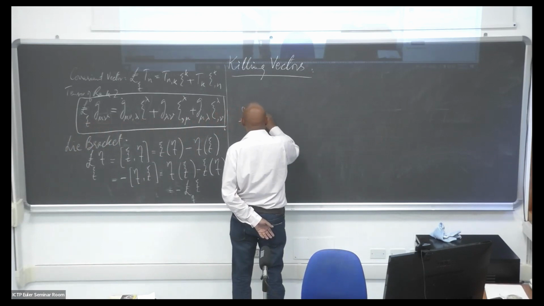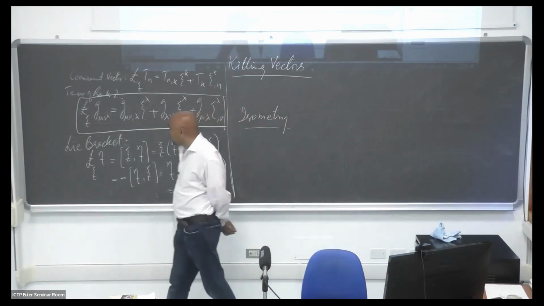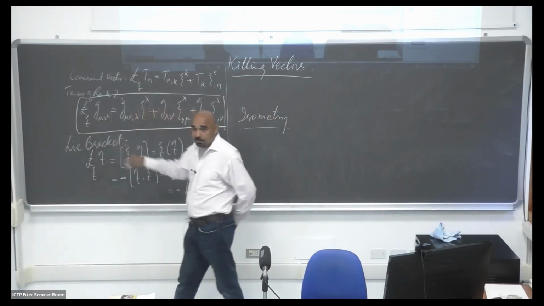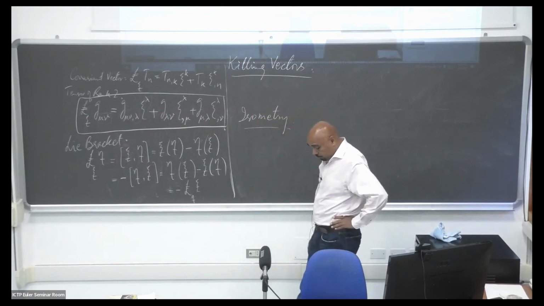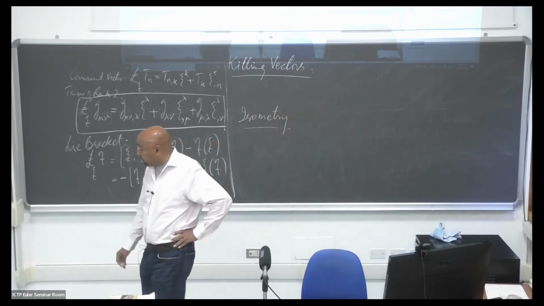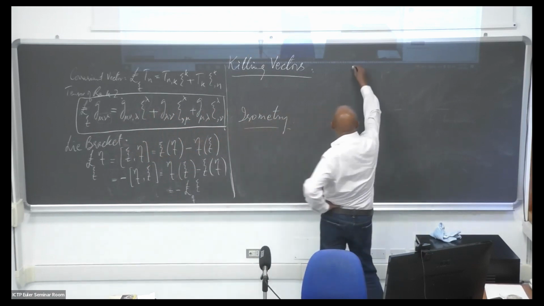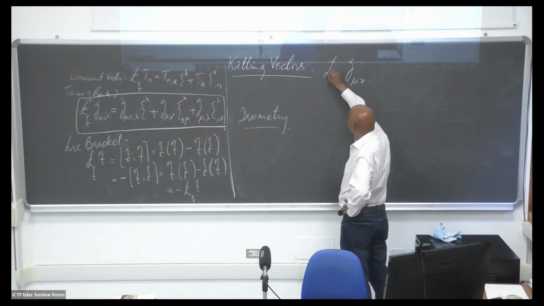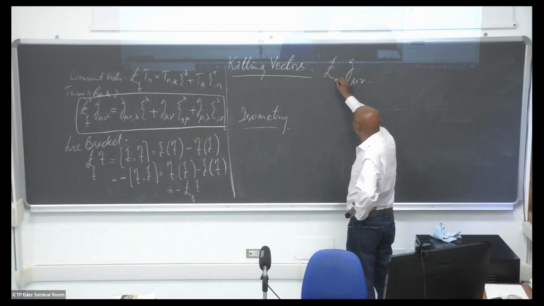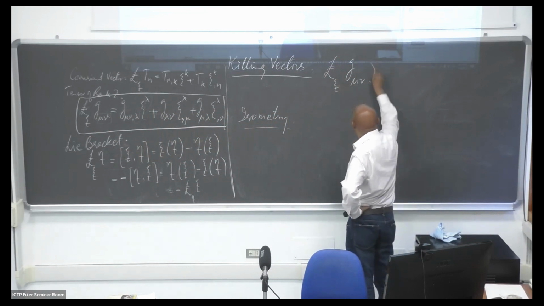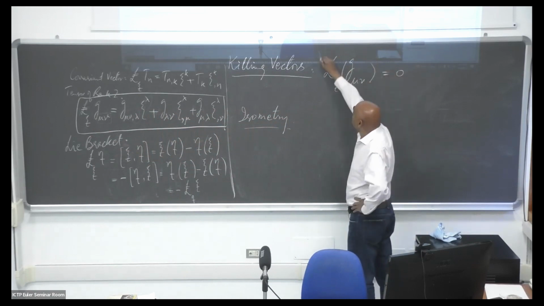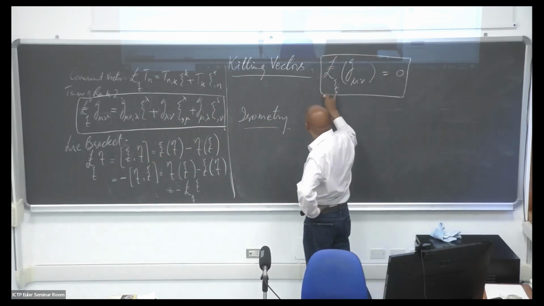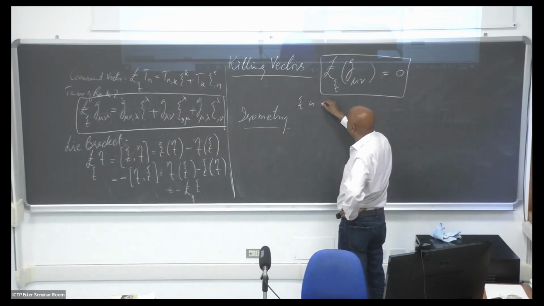So isometry, or isometric transformation. And this is exactly the same thing. The distance in Riemannian manifolds is represented by the metric tensor. And if we take its Lie derivative along some direction xi, and if this is preserved, then xi is an isometry or a killing vector.